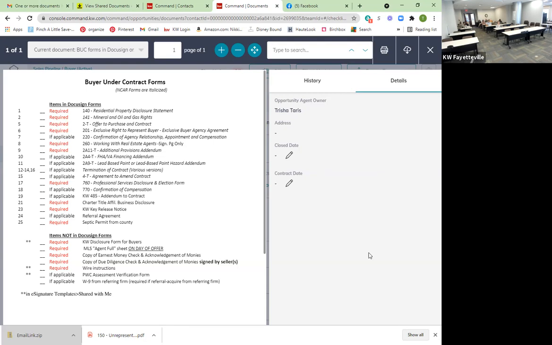Right, so additional provisions. It's required if it's on the contract. So if you're not putting anything, obviously you don't have to have it. FHA, VA addendum, same thing. If you've got an FHA or a VA buyer, you gotta have that.